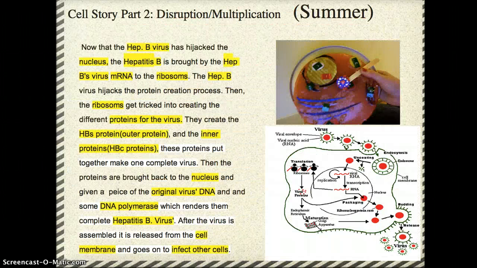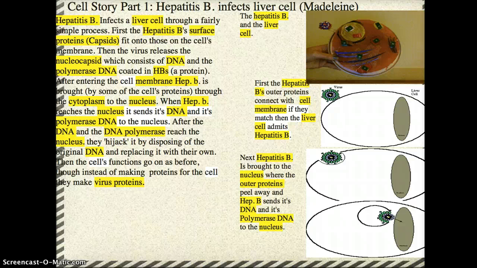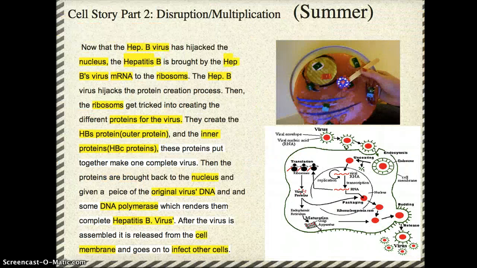First, the Hepatitis B virus enters the cell by almost keying in to the outer membrane with its outer proteins, which are capsids. Then after the virus enters the cell, it doesn't fully enter the cell. It only sends a nucleocapsid, which consists of its DNA and its DNA polymerase, coded in a protein. Then this nucleocapsid is brought by mRNA from the cell down to the nucleus, and it starts to infect the nucleus.